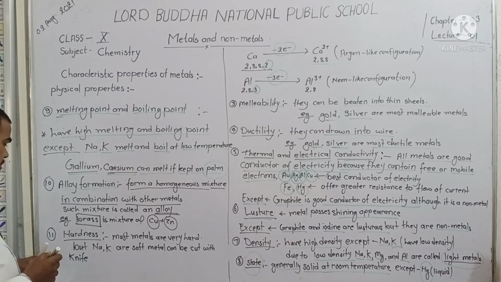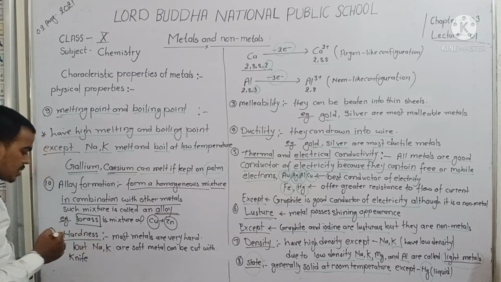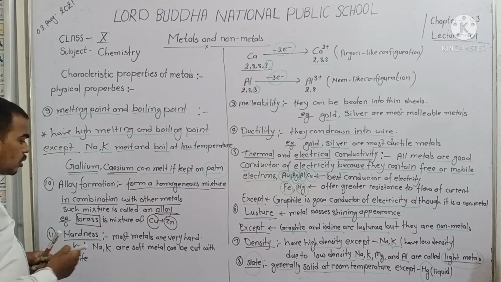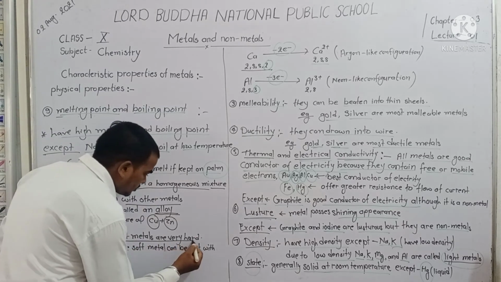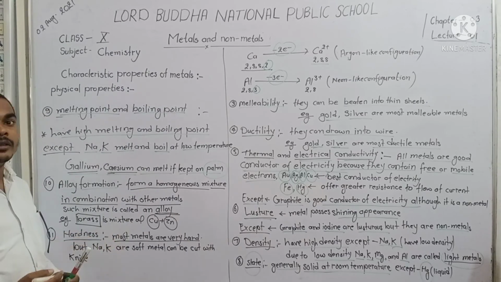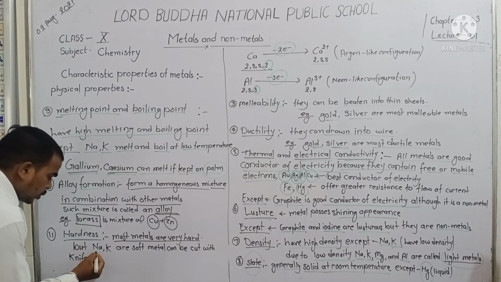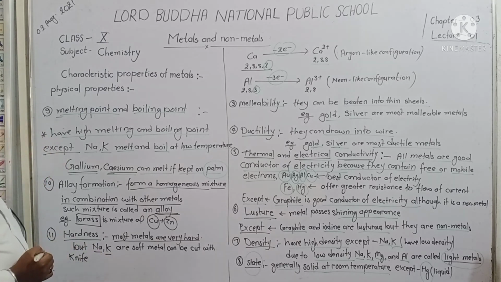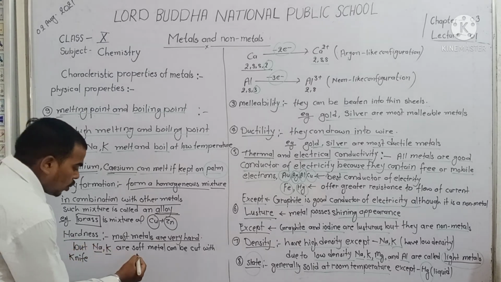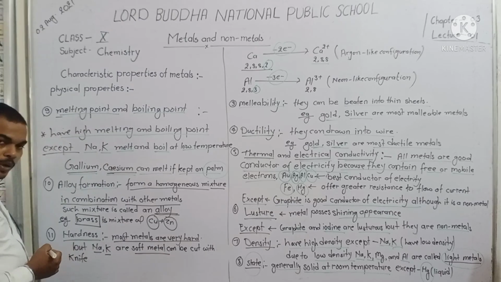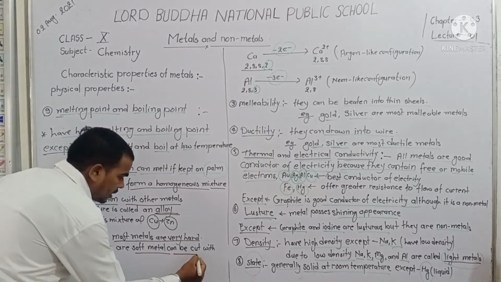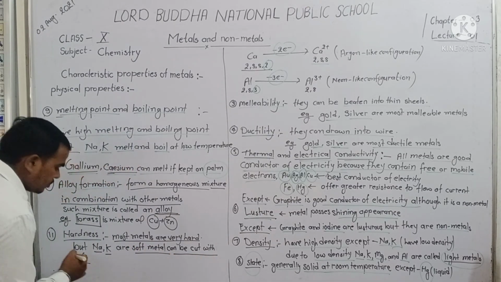Now discuss the hardness of metals. Yes, student, most metals are very hard, like iron. Okay, but sodium and potassium are soft metals because they can be cut with a knife.